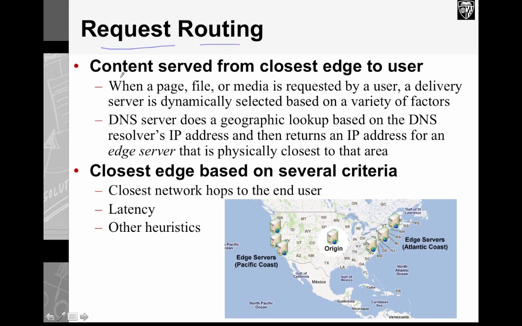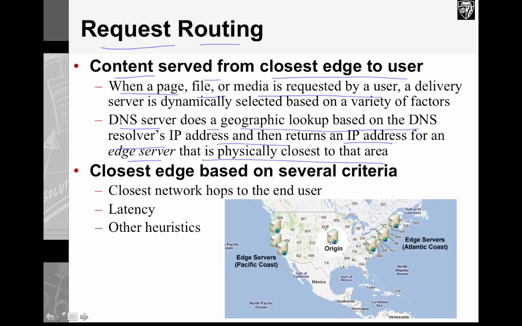Request routing is content served from the closest edge to the user. How do you route the user's request to the closest edge server? When a page or a file or a media is requested by a user, it's actually a URL, and that URL has DNS information. So we actually use DNS to identify where the user is, because you can do a DNS lookup of the client IP address, and then you can reroute the user to an edge server that is physically closest to that particular area.